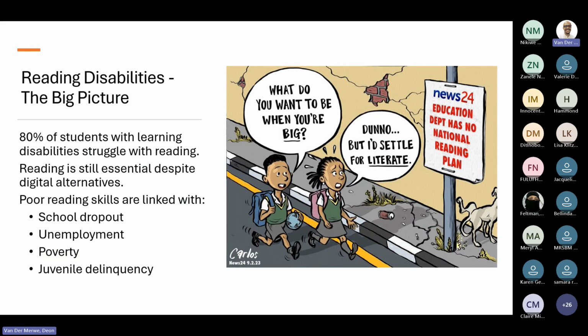And so let's start off with just laying the premises in regards to the importance of reading. Now, around 80% of learners with learning disabilities struggle with reading, according to literature that is out there. And that is quite a significant number. And understanding how reading works can help both general as well as special education teachers see why these learners have such a hard time learning to read fluently.